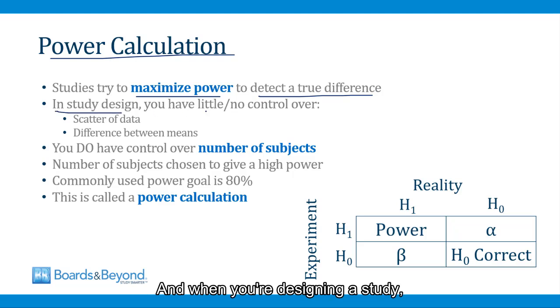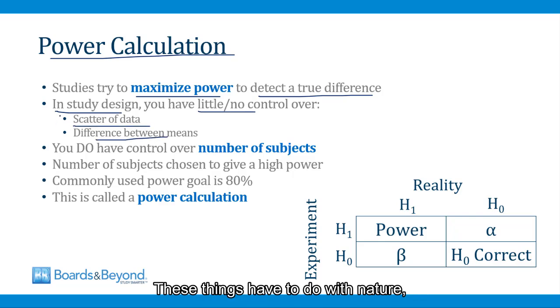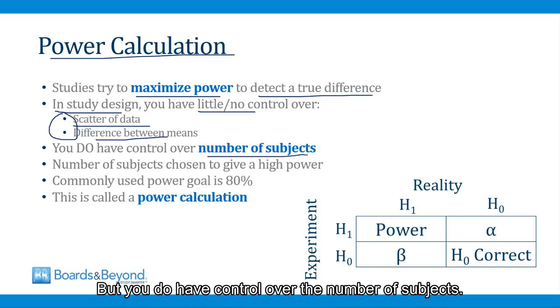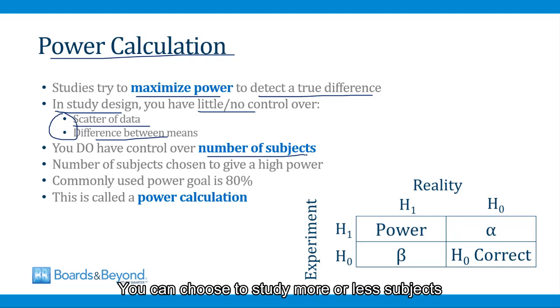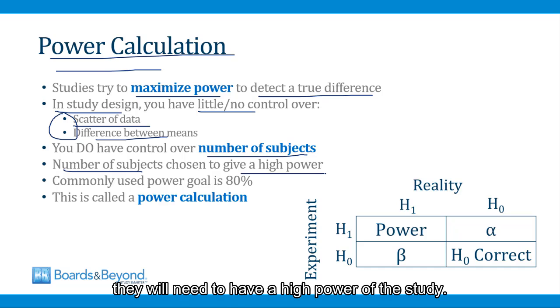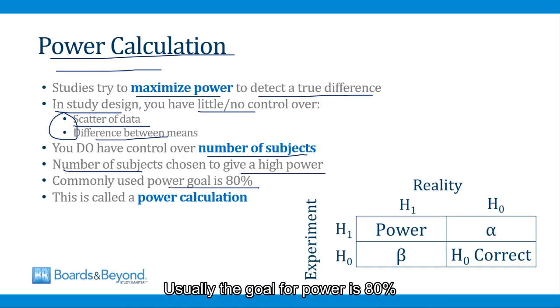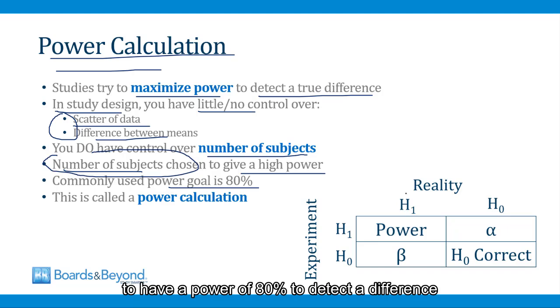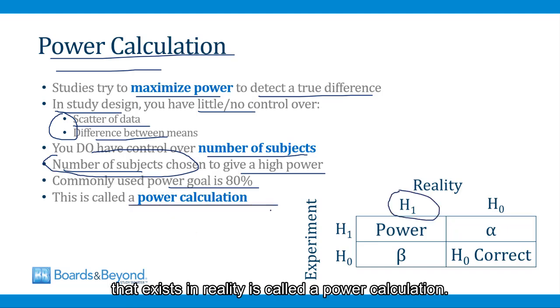Now, when you're designing a study, you usually have very little or no control over the scatter of the data or the difference between means. These things have to do with nature and the way phenomena occur in nature, and they're going to be what they're going to be. But you do have control over the number of subjects. You can choose to study more or less subjects to generate the power that you want for your study. So before researchers conduct a study, they always do a power calculation, and they identify the number of subjects they will need to have a high power of the study. Usually the goal for power is 80%, and determining the number of subjects needed to have a power of 80% to detect a difference that exists in reality is called a power calculation.